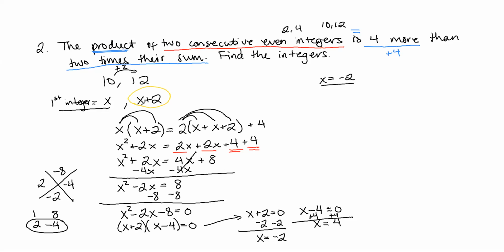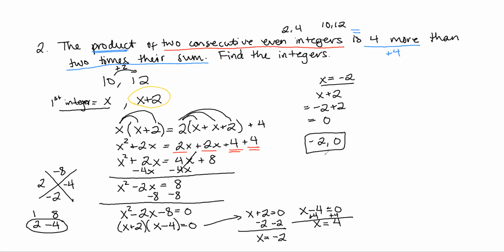Just two numbers higher than our first integer. And so in this one, our first integer is -2, and if we take our x and add 2 to it, then we're going to have -2 plus 2, which is 0. And so our first answer here is going to be the numbers -2 and 0. Both of those are integers and they are consecutive even integers.